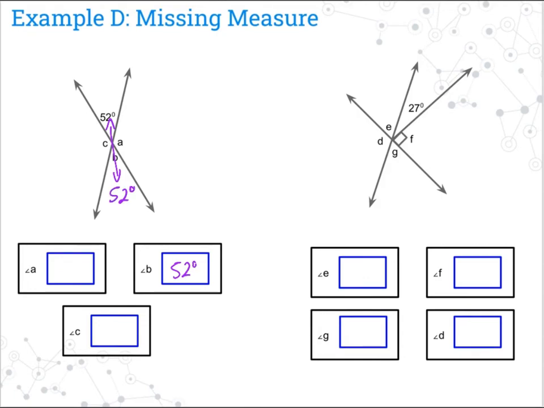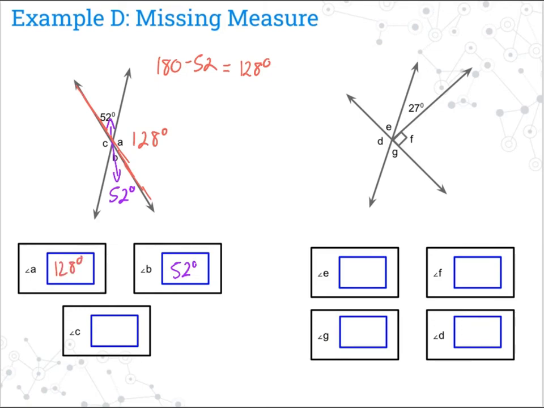Now we need to figure out some other relationship that we can use to help us solve this problem. It appears that A and 52 are along this straight line, which means they're going to be supplementary. So we can take 180 and subtract 52. If we do that, the remaining amount will tell us the missing angle. So 180 minus 52 is going to be 128 degrees. That means that angle A is 128 degrees. So let's fill that in.